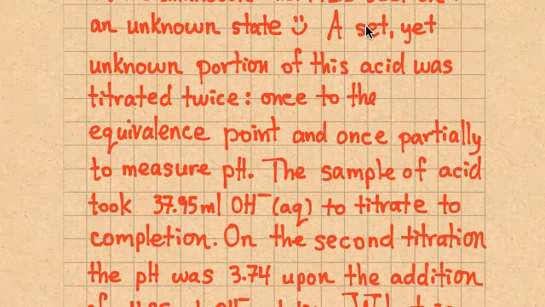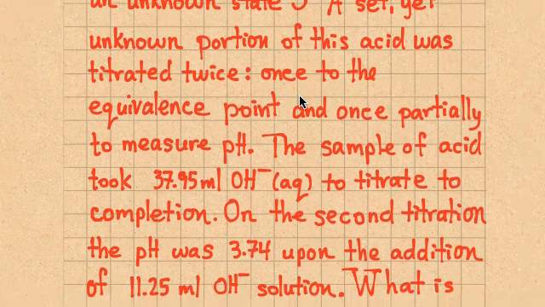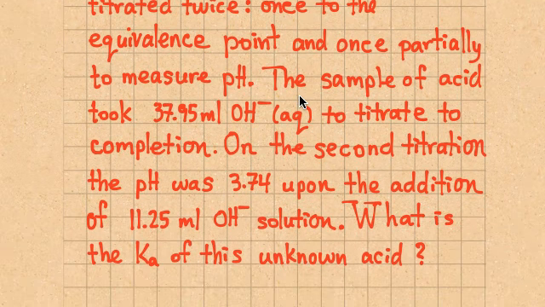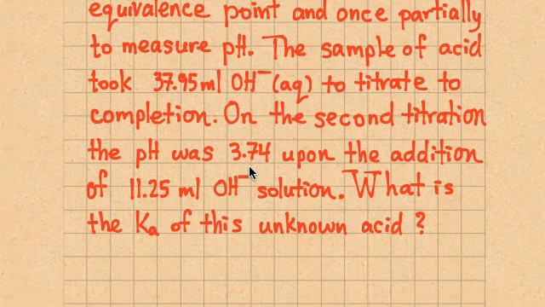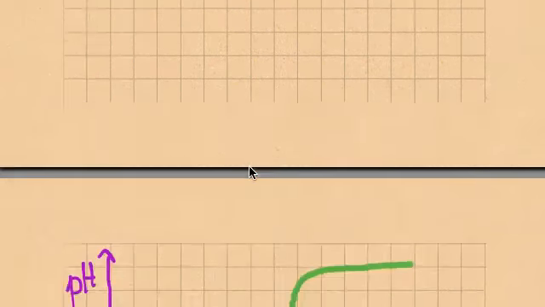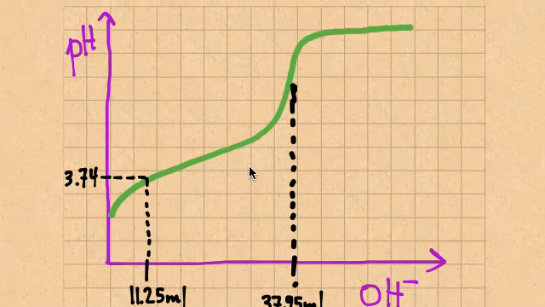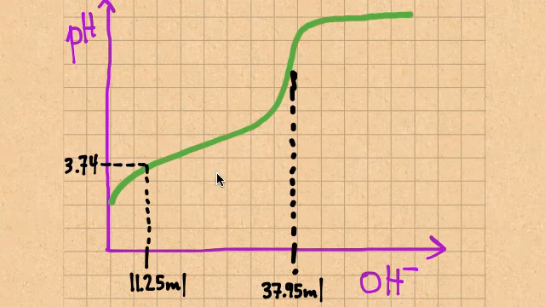We have this unknown acid. A set, specific, yet unknown portion of this acid was titrated twice, once to the equivalence point and once partially with a pH meter. The full titration took 37.95 milliliters of NaOH, but the second titration only went to 11.25 and tested the pH at 3.74. With this only, we can find the Ka. Here's the picture. It's just a sketch. So 37.95 to the full blown and only 11.25 tested at a pH of 3.74.